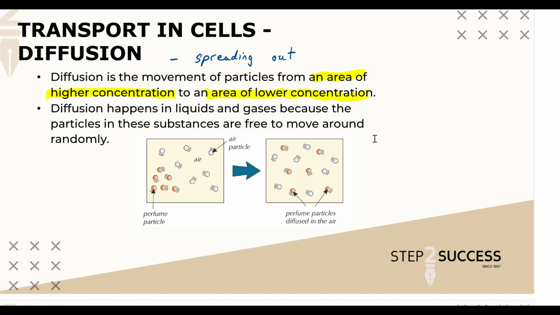Diffusion happens in liquids and gases because the particles in these substances are free to move around, so gas particles move around in the air very easily. Here is an illustration of what's going on. We have a lot of perfume particles over here, a high concentration of them. They then gradually move to where there's less of them and spread around the room.